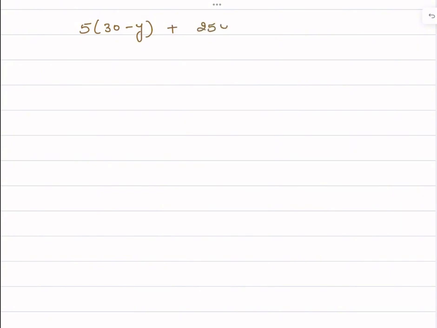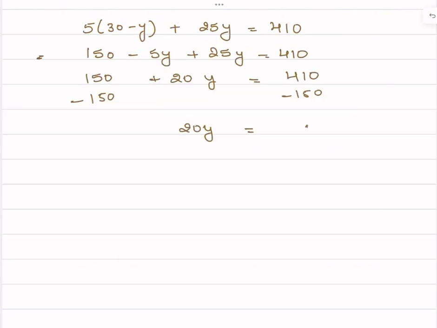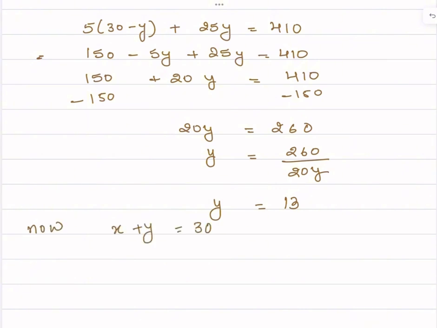Now you can see that we have an equation in one variable, which is Y. When you simplify this equation, you will get the value of Y, which will be Y equals 260 divided by 20, or Y equals 13. Using this information, you can put this value in the second equation, which was X plus Y equals 30. And this will give you the value of X equals 17. So we have 17 nickels and we have 13 quarters.